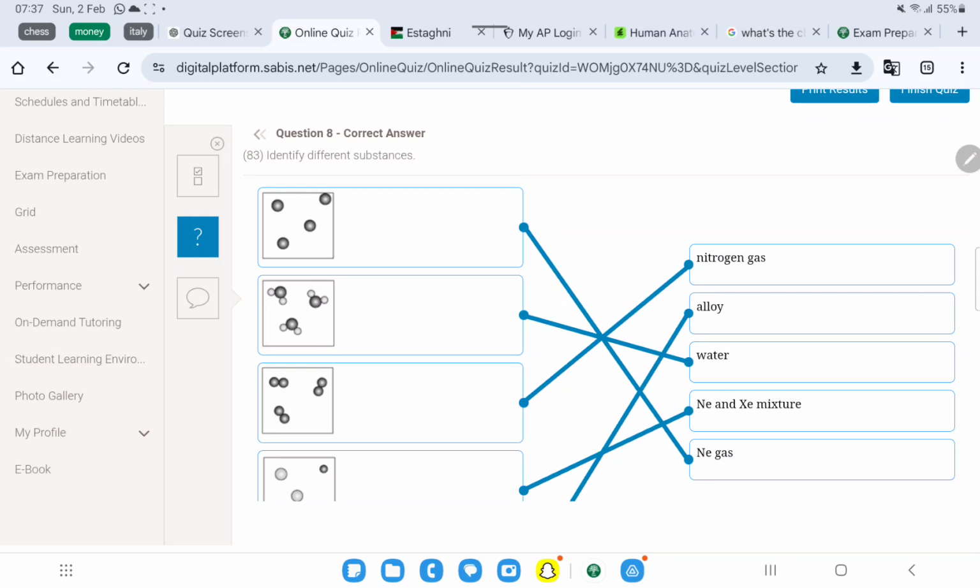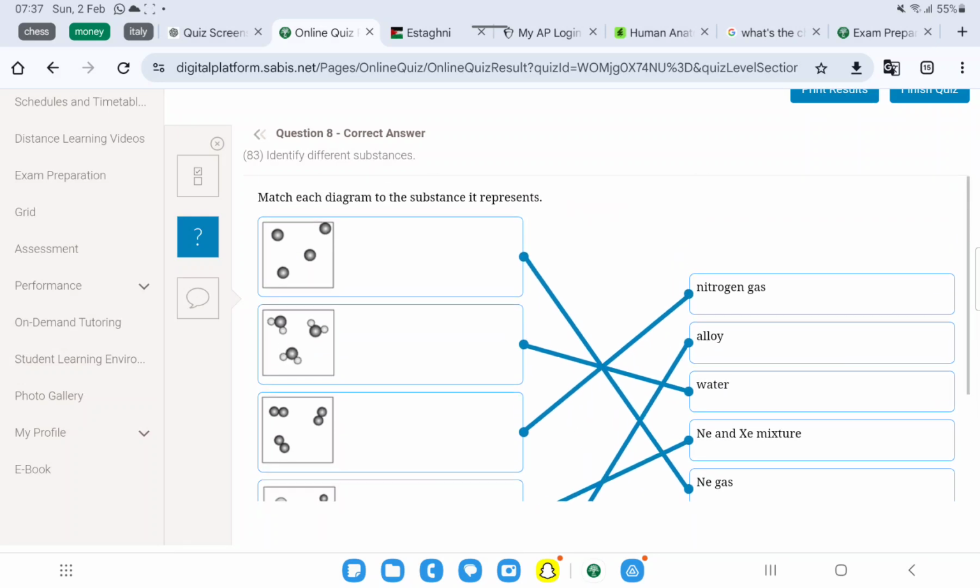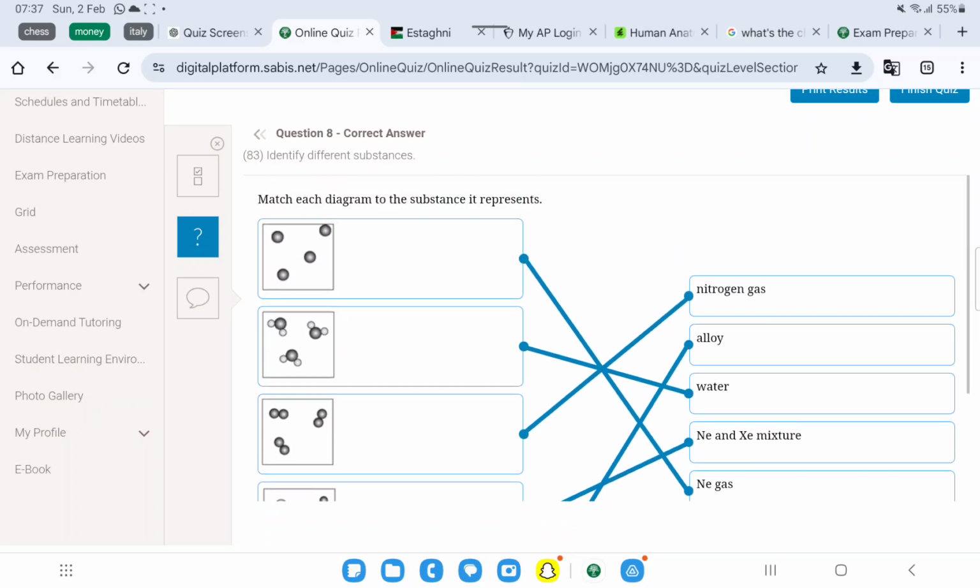And nitrogen gas, nitrogen is a diatomic, it comes in two atoms of nitrogen bonded together, just like these two, that's why it is like this one. You can tell all of these from a periodic table if they're noble gases or they bond to each other, or most gases are diatomic anyways except the noble gases.